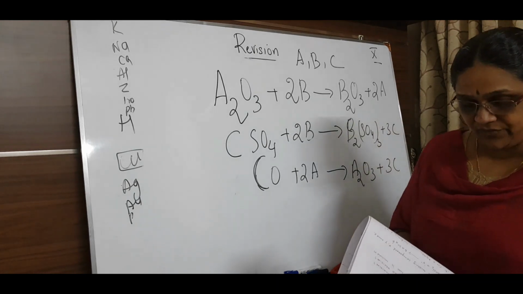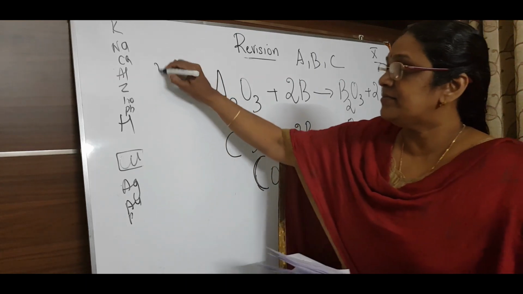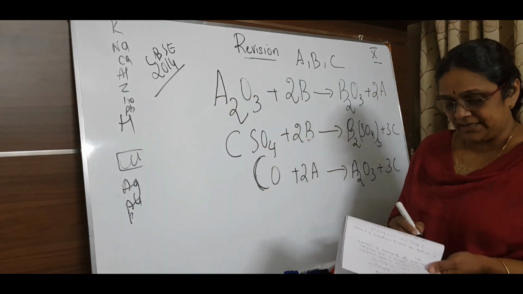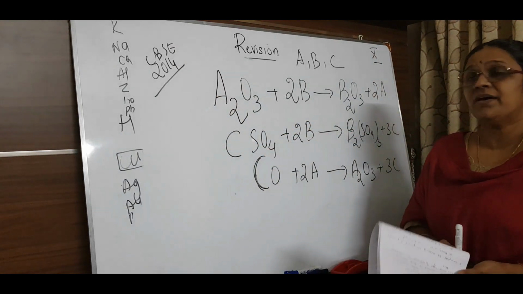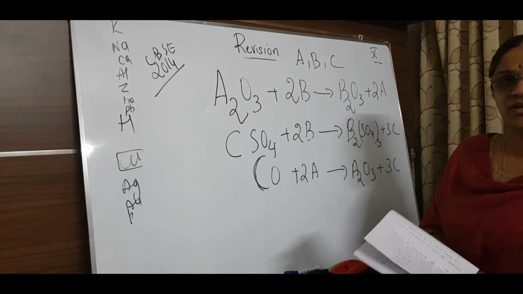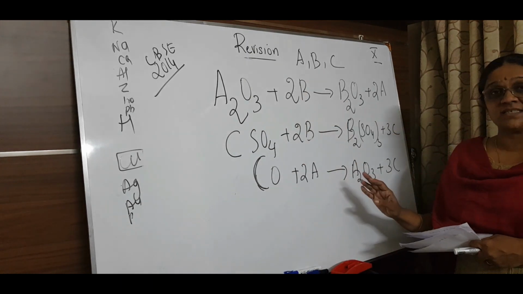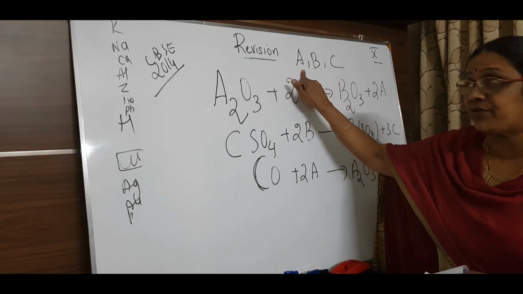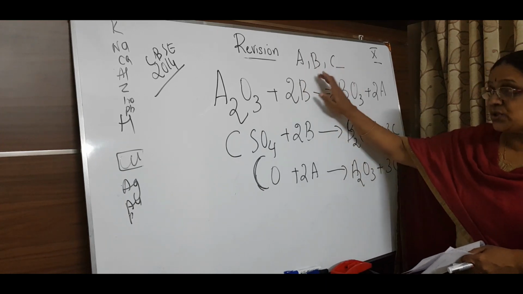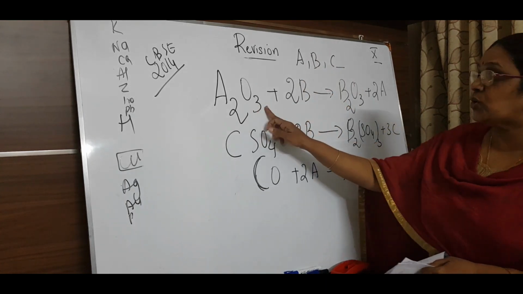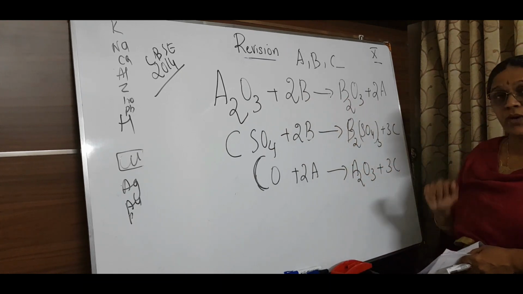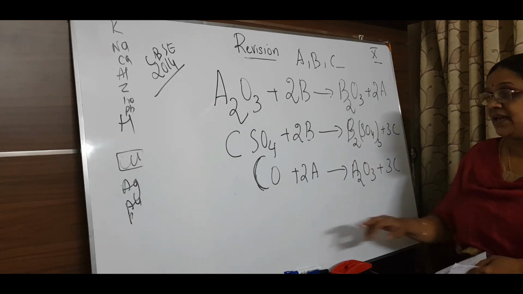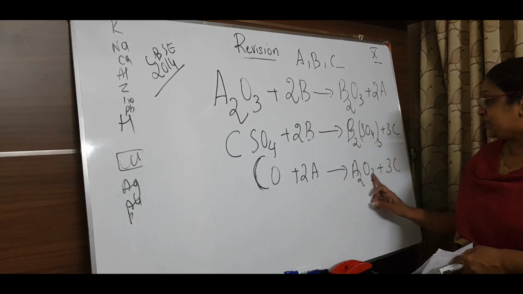So listen very, very carefully. See, this was asked in 2014, I think, CBSE. I'm not remembering the correct year, but in some year it was asked. Okay, 2016 or 14, I don't know. Then they asked which element is more reactive and which element is less reactive out of A, B and C. So they gave three equations: A2O3 plus 2B giving B2O3 plus 2A, C2SO4 plus 2B giving B2(SO4)3 plus 3C, and CO plus 2A giving A2O3 plus 3C.